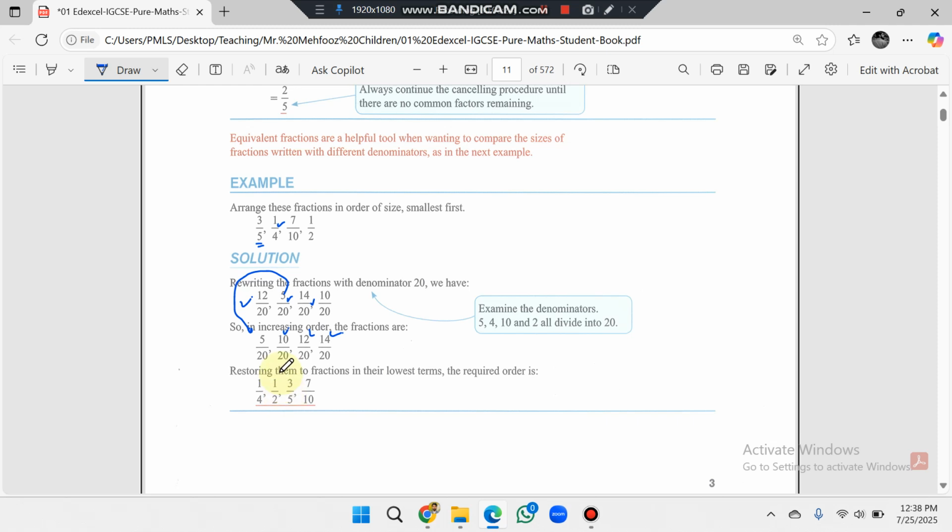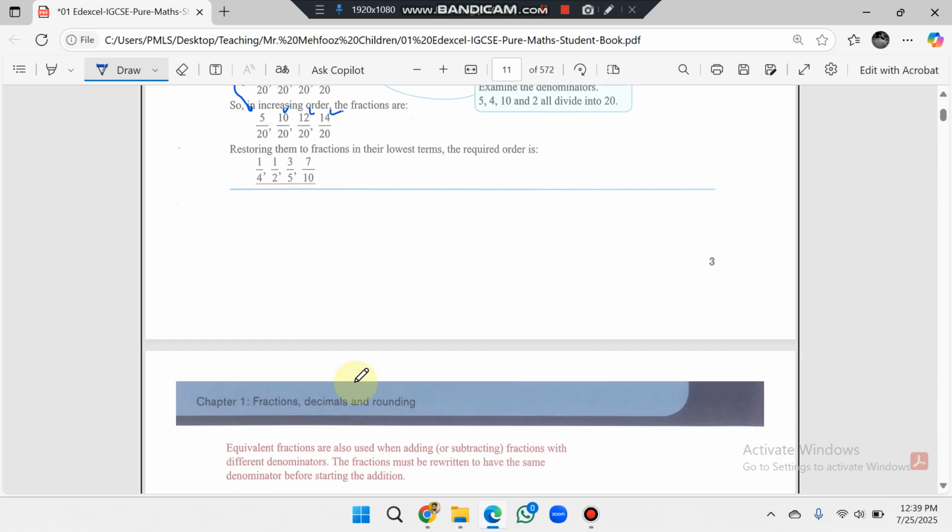1 over 2 is greater than that, the second smallest fraction. The third one is 3 over 5 and the fourth one is 7 over 10. So this is the order. This is the arrangement of these fractions, right?